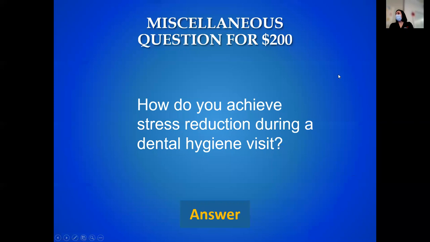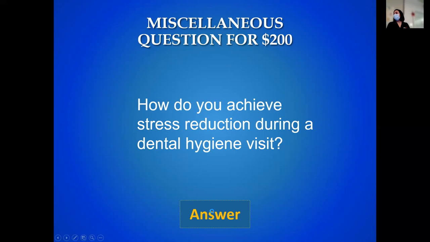200. How do you achieve stress reduction during a dental hygiene visit? What are some ways to help reduce patient stress? Some breathing exercises. Nitrous is a good one. Essential oils. No screaming children in the operatory. Take away the triggers. What about some things about scheduling? Early morning appointments. Keep them short. Okay, let's see if we got those answers here.